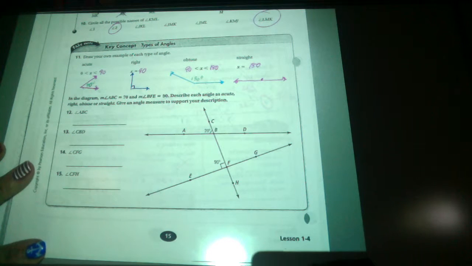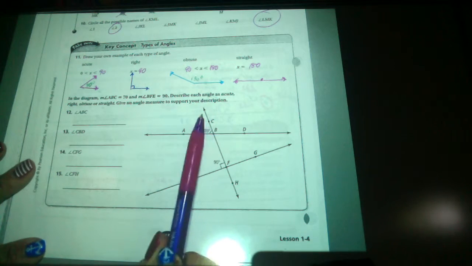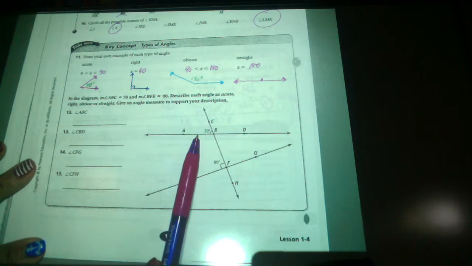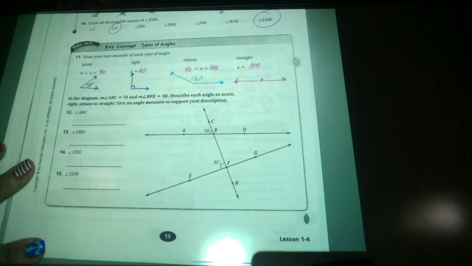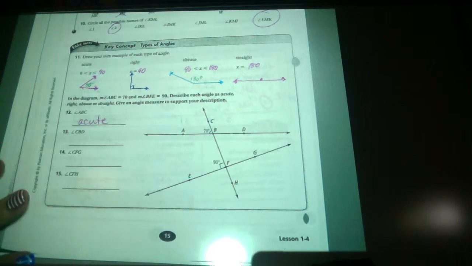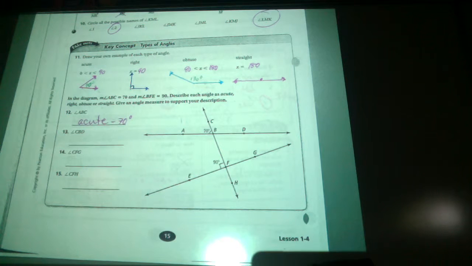Describe each angle as acute, right, obtuse, or straight, and give an angle measure to support your description. So angle ABC, from A to B to C. You should know that. 70 degrees, right? So is that acute, obtuse, right, or straight? So that's acute. And it is 70 degrees because that's a given.